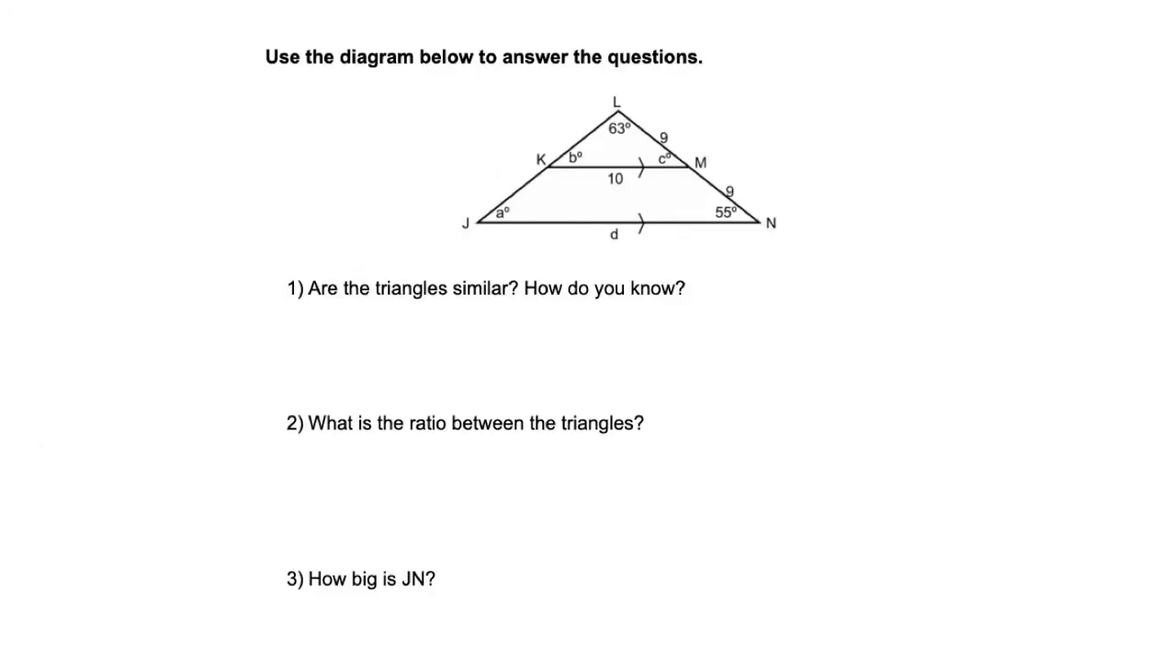Now we're going to look at another set of similar triangles. This picture is on the back of the half sheet that you picked up, and we're going to go through the answers to this. So we're going to start by answering question number 1, which is, are these triangles similar and how do you know? Hopefully you can see there are 2 triangles in this picture. There's this little triangle right here, and then there's also this bigger triangle that overlaps it.